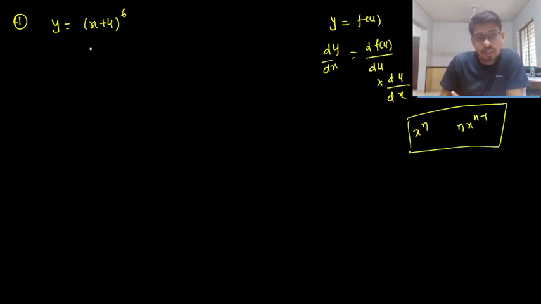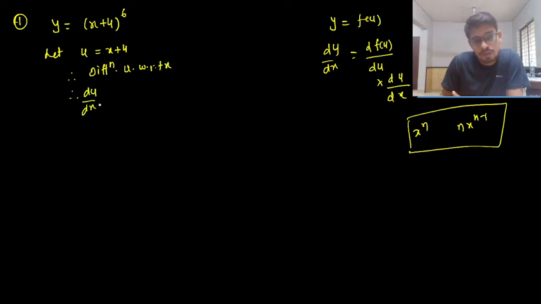For chain rule, let's assume that this bracket x plus 4 is u. Now differentiate this u with respect to x. Therefore its derivative du upon dx will be what?